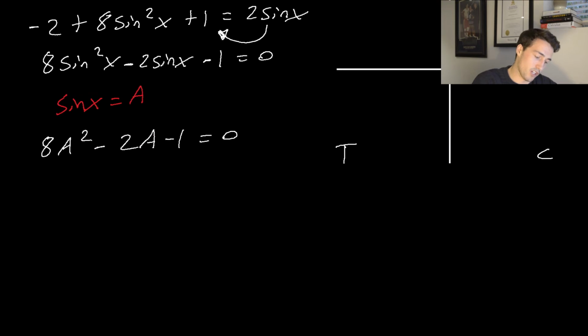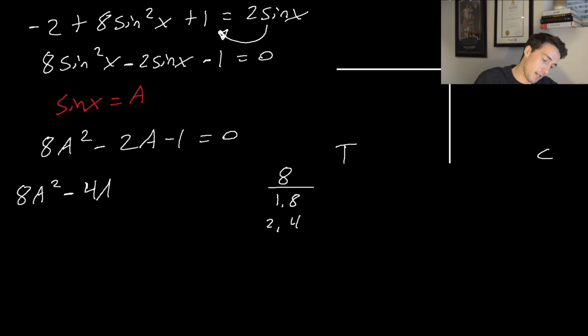Now I'm going to look at this equation and go, okay, well 8 times 1, so that's going to be 8. What sums of the factors of 8 get me to negative 2? So we have 1 and 8, we have 2 and 4. So if I do negative 4 and positive 2, that will get me my negative 2. So this will be 8a squared minus 4a plus 2a minus 1 is equal to 0.